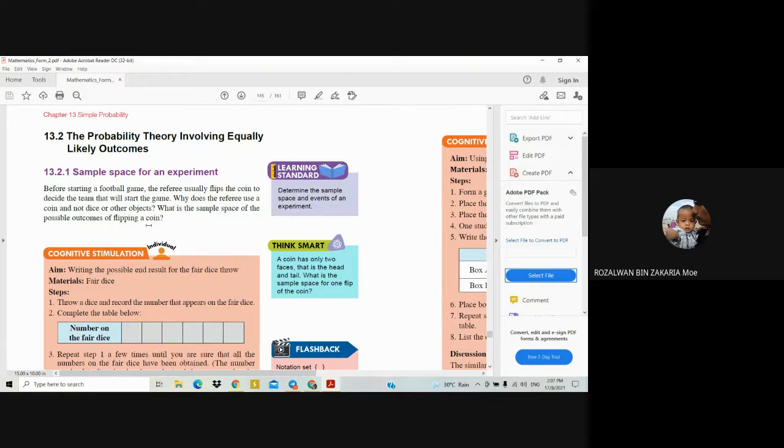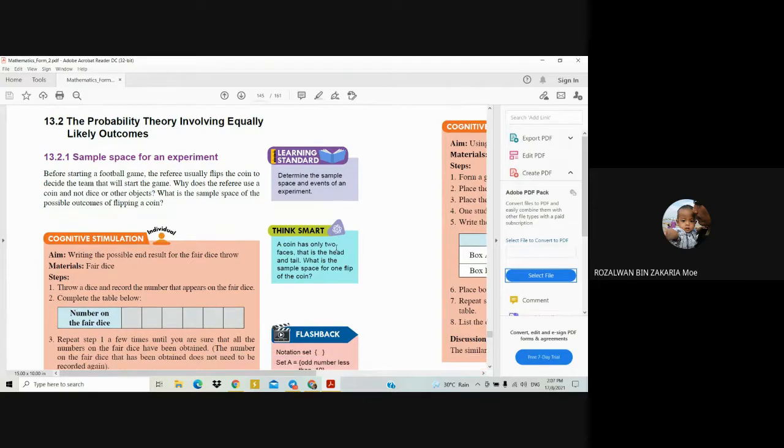Okay, all right. So look at this one. A coin has only two faces, that is the head and tail. What is the sample space for one flip of the coin? So the sample space for one flip of the coin is head and tail. Okay, that is the sample space. Sample space is all the possible outcomes from the experiment. That is what we call a sample space.